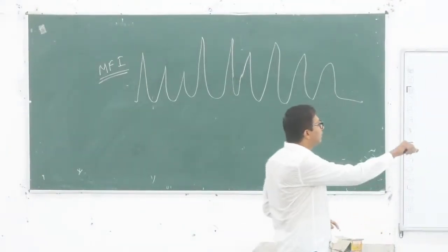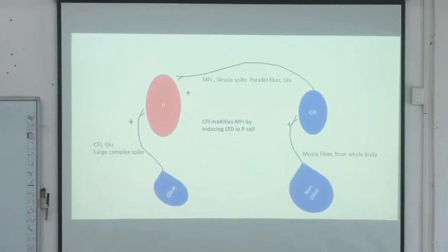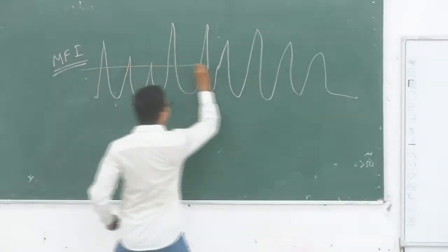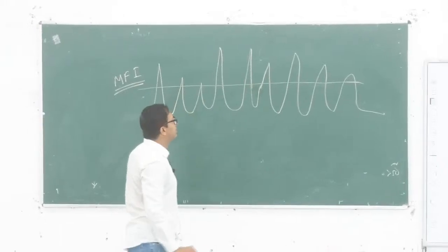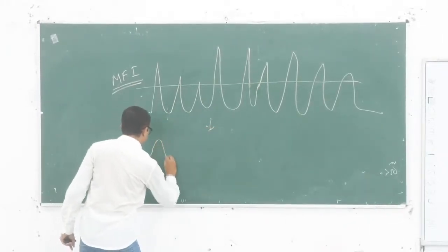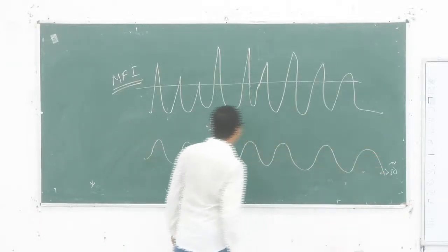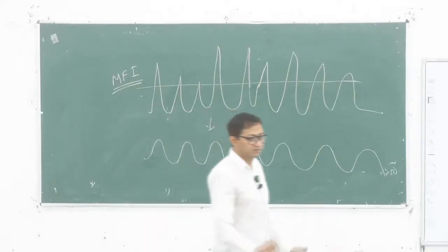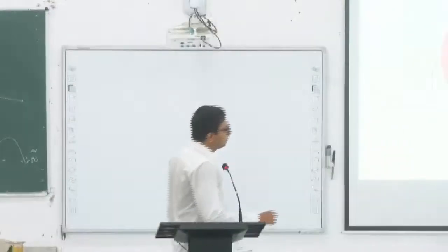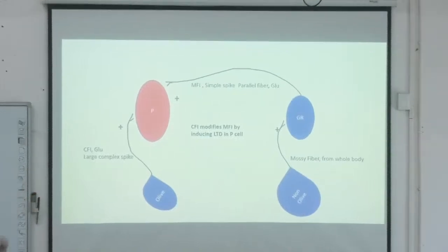Now climbing fiber input from the olive goes to the Purkinje cell and it causes a complex spike, or ironing, simple ironing over the simple spike, and now the result is, right, the movement is now smooth. This input is also EPSP, this input is also EPSP. This is simple spike and this is complex spike.